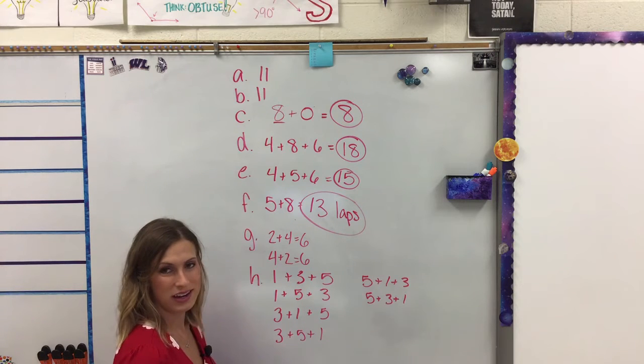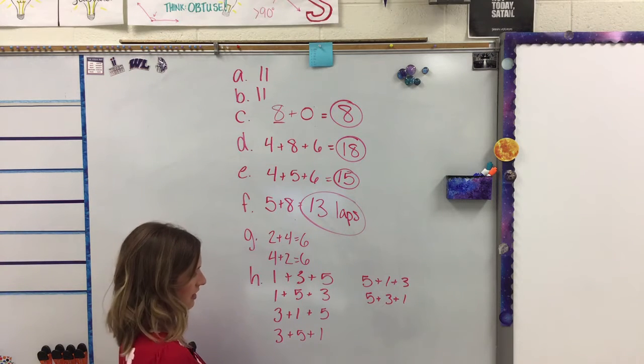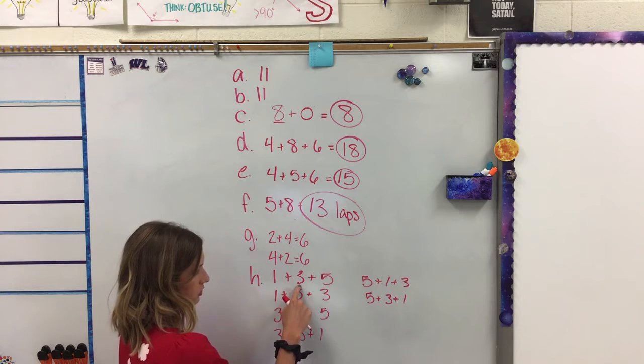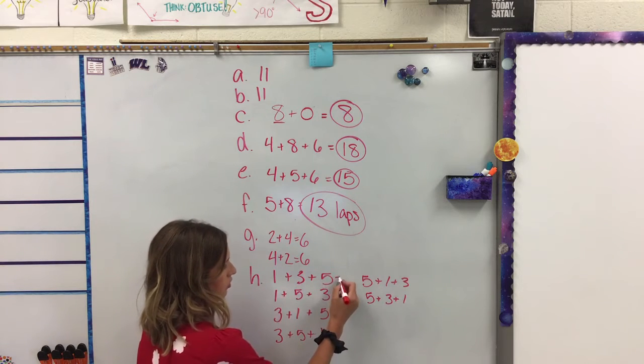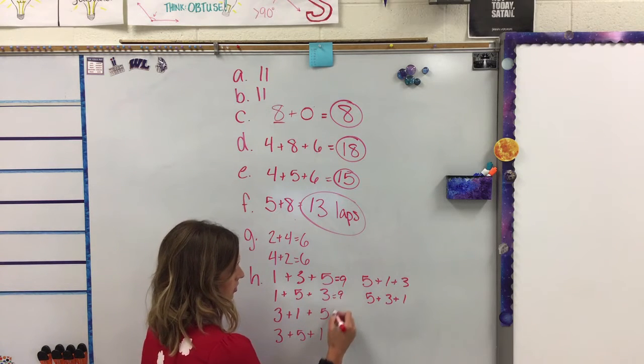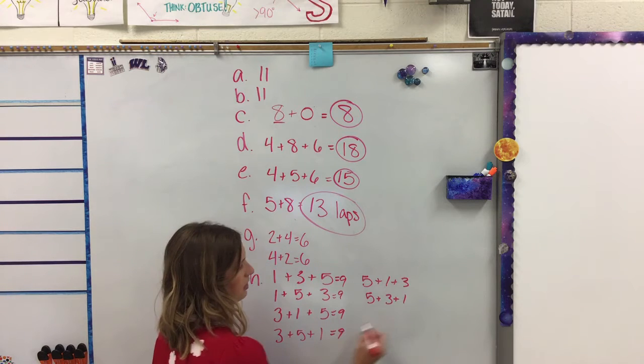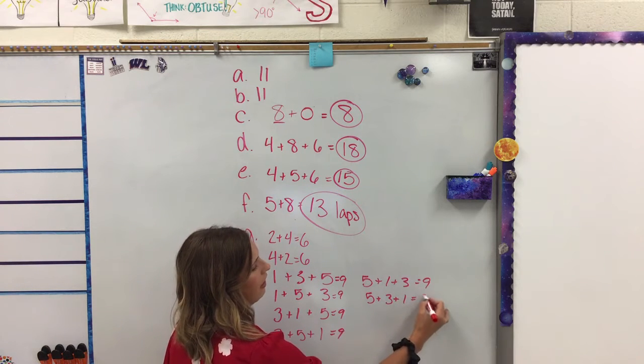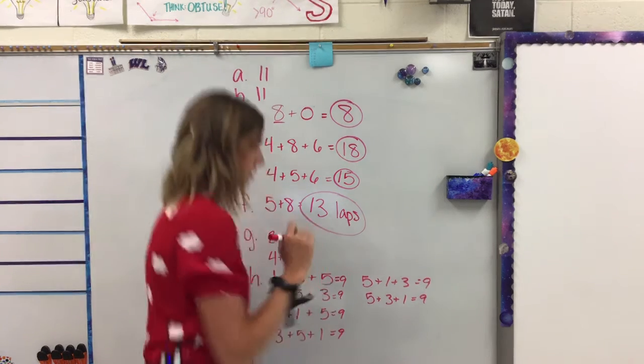Now what are those all going to equal? Well, they're all going to equal the exact same thing. So if we say 1 plus 3 is 4, plus 5 more gives me 9, these are all going to equal 9 because I was just changing the order of the addends. So I should get the same answer.